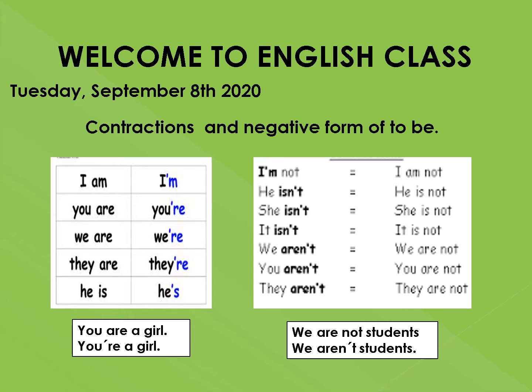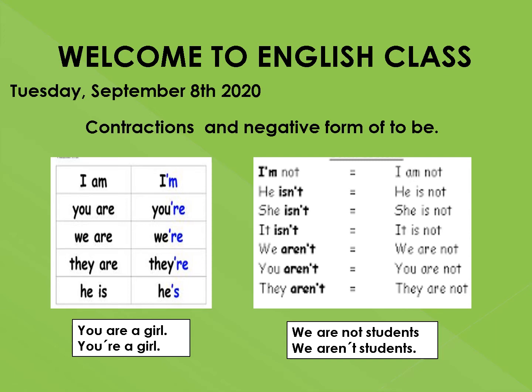Contractions. I am, the contraction is I'm. You are, the contraction is you're. We are, the contraction is we're. They are, the contraction is they're. He is, the contraction is he's. Here we have an example. You are a girl. You're a girl.